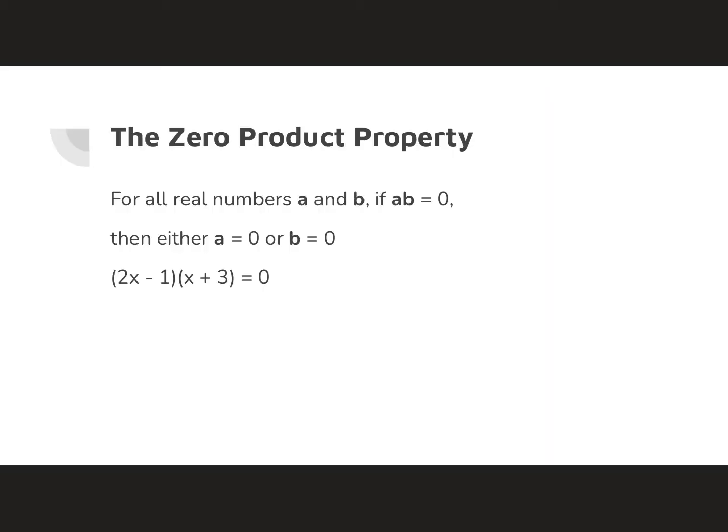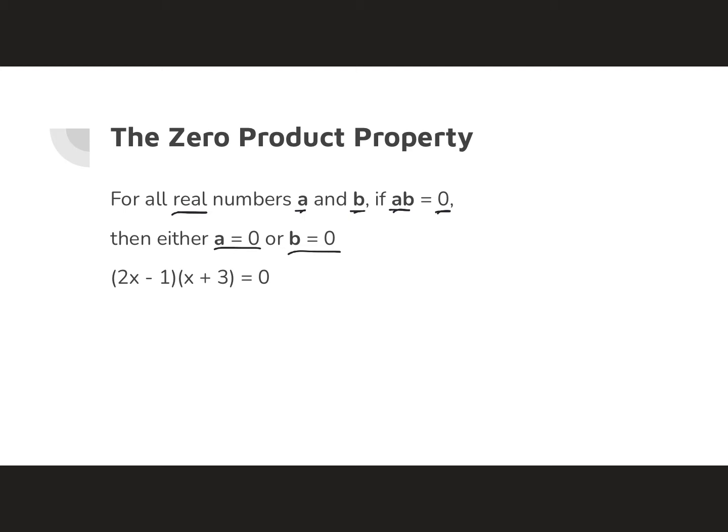So, the first thing we need to talk about is the zero product property. The zero product property basically says for all real numbers A and B, if A times B equals 0, then either A equals 0 or B equals 0. We've talked about this a little bit.